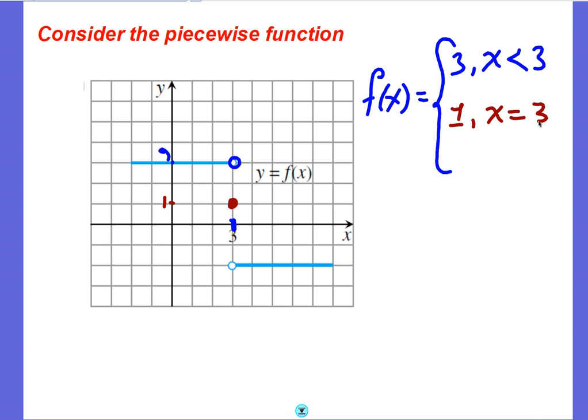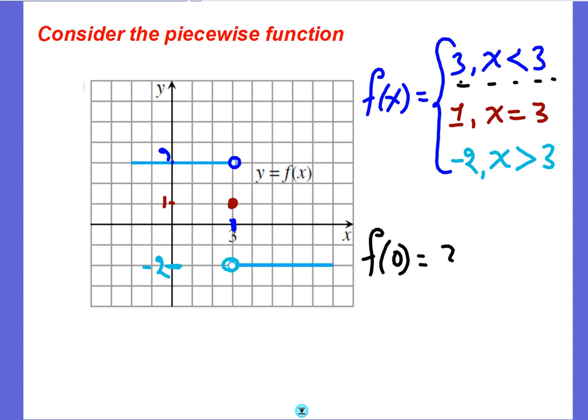And finally, there's another open dot here, and this value is negative 2. So f of x is negative 2 when x is greater than 3. So, from here, what is f of 0? f of 0 is on the left side of 3, so we will use this function. So f of 0 is 3.